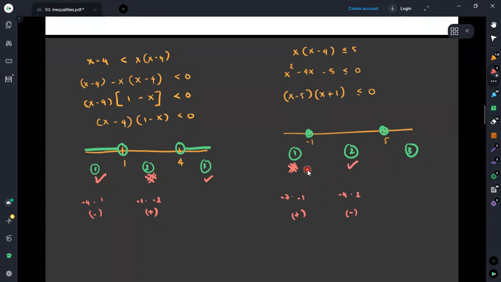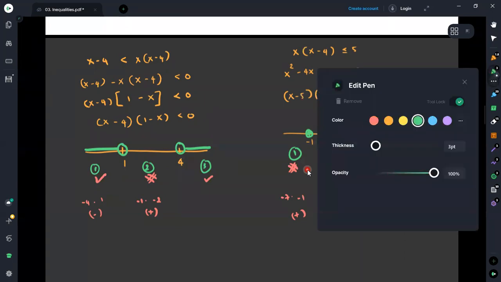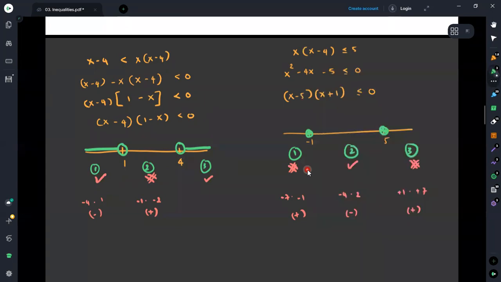If you take a value from region number 3, greater than 5, I will take 6. Then we get plus 1 times 6 plus 1, which is plus 7. Altogether we get a plus sign. Therefore, here also the region is not possible. So the possible area is from minus 1 to plus 5.